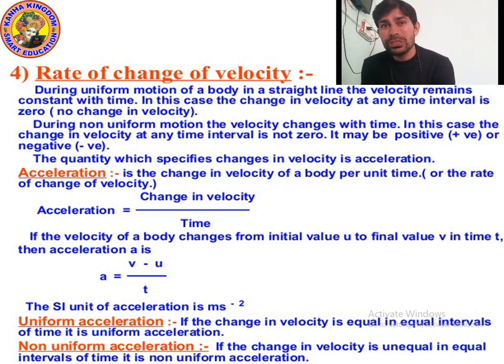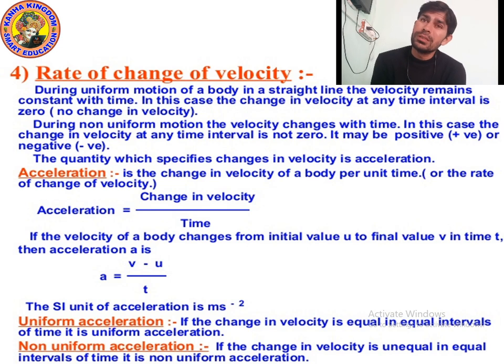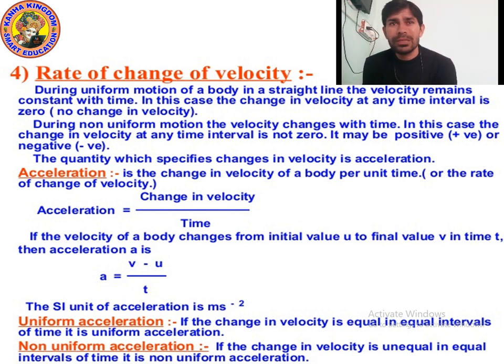Suppose the velocity of a body changes from initial velocity u to final velocity v in time t, then what will be the acceleration? If the initial velocity is u and final is v, then acceleration will be final velocity minus initial velocity upon time taken, means a is equal to v minus u upon t.